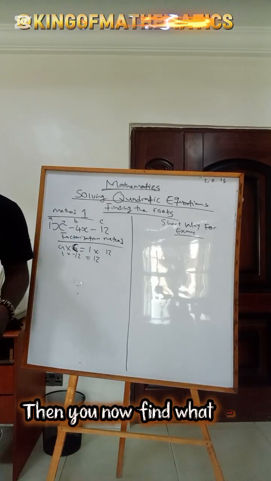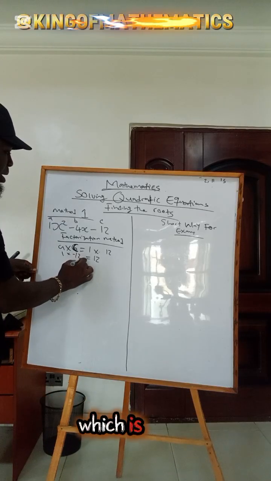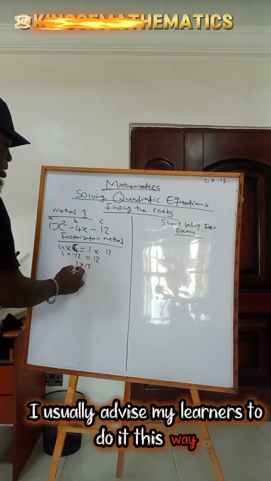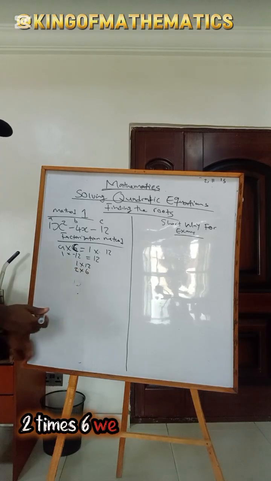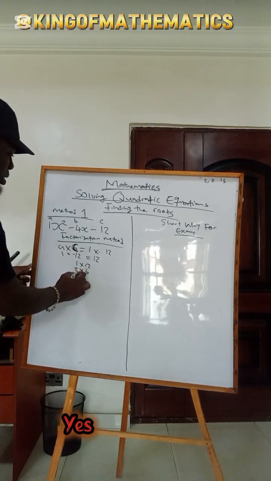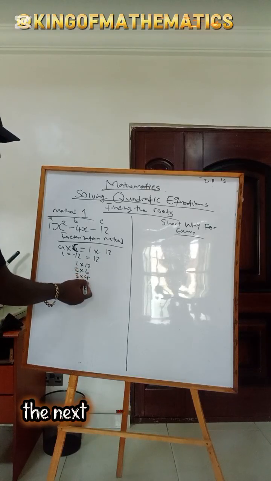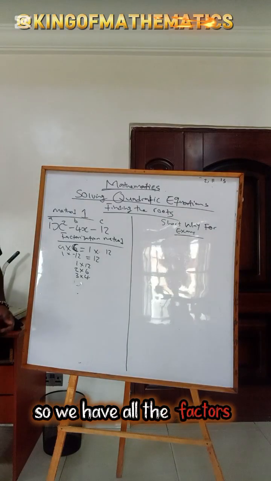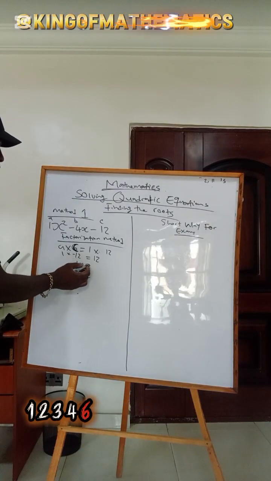Then you now find what we call products. What are the products that can give us 12? Which is 1 times 12. I usually advise my learners to do it this way. Then from 1, we go to 2. 2 times 6. We check, can 3 go in 12? Yes, which is 3 times 4. The next number we can check is 4, and 4 is already here. So we have all the factors of 12, which are 1, 2, 3, 4, 6, and 12.